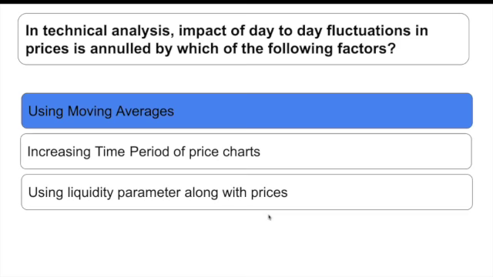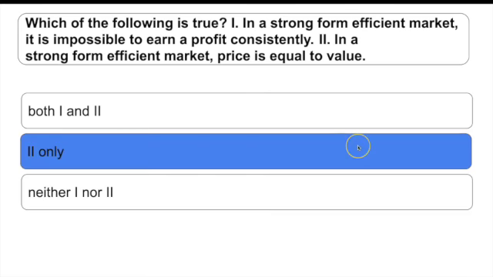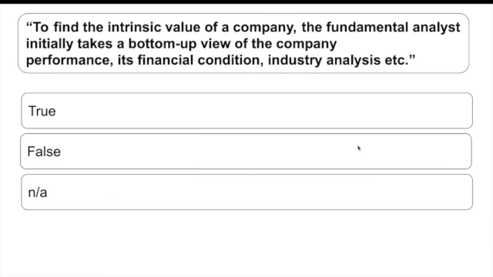Using moving averages. Which of the following is true? A. In a strong form efficient market it is impossible to earn a profit consistently. B. In a strong form efficient market price is equal to the value. Which of them is correct you have to say. If it is both 1 and 2, only 2, or neither 1 nor 2. And the correct answer is only the second statement is correct. That is, in a strong form efficient market price is equal to the value.